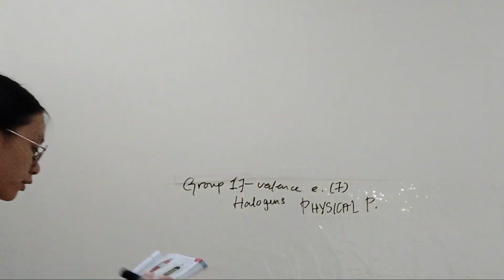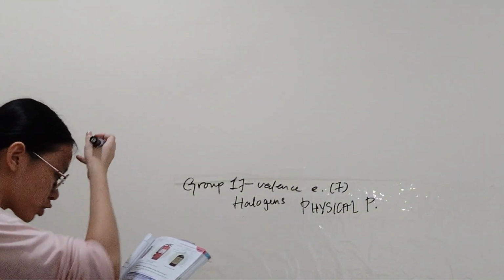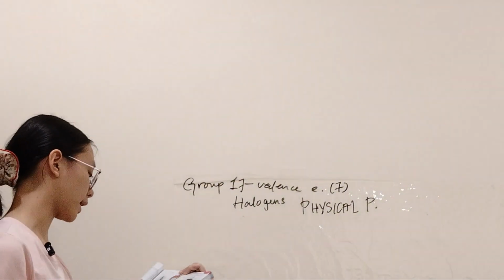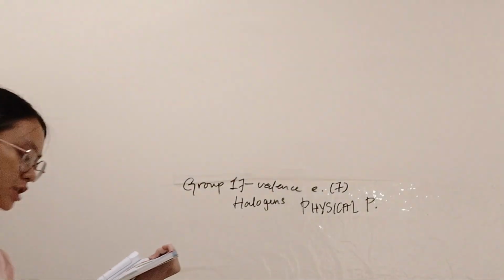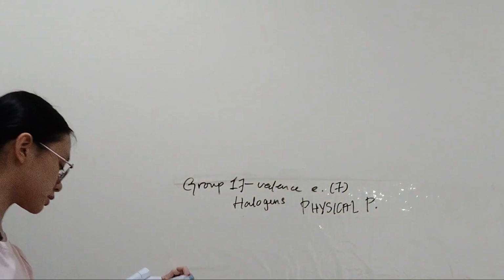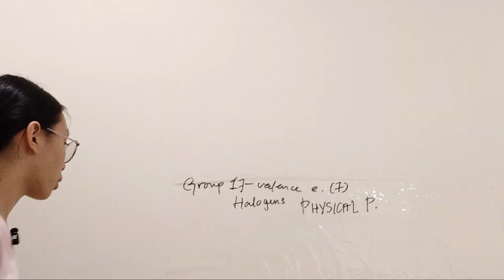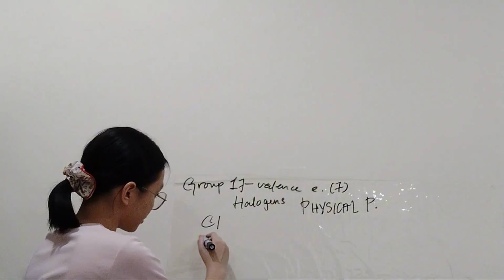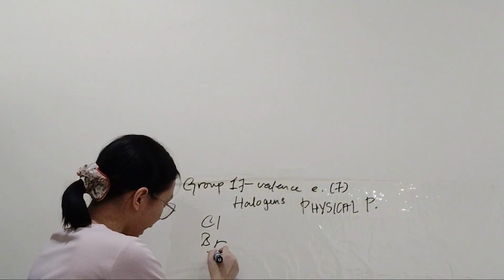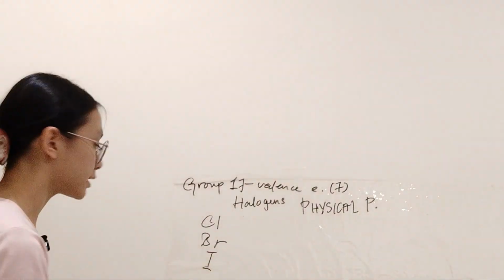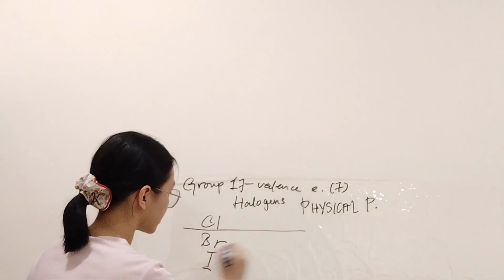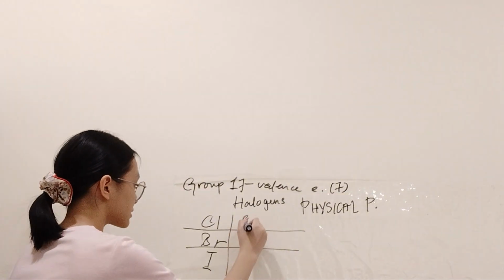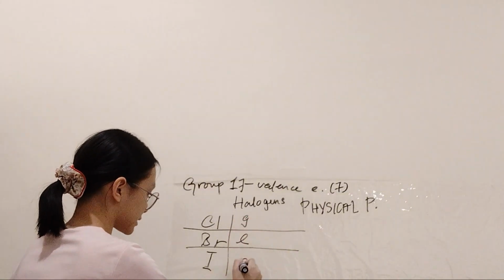So first and foremost, they give you a table over here on page 93, and they say, okay, going down group 17, the physical state of halogens at room temperature changes from gas to liquid to solid. Now, according to that table, they feature chlorine, bromine, and iodine. Okay, can you see? Yes, you can. They give you the state of matter. So this is a gas, this is a liquid, and this is a solid.